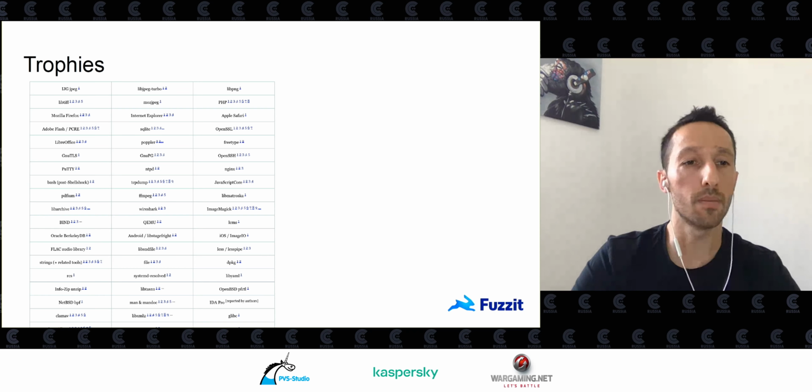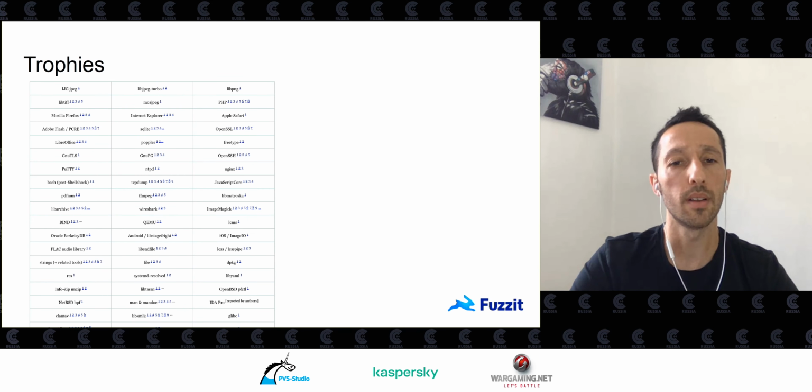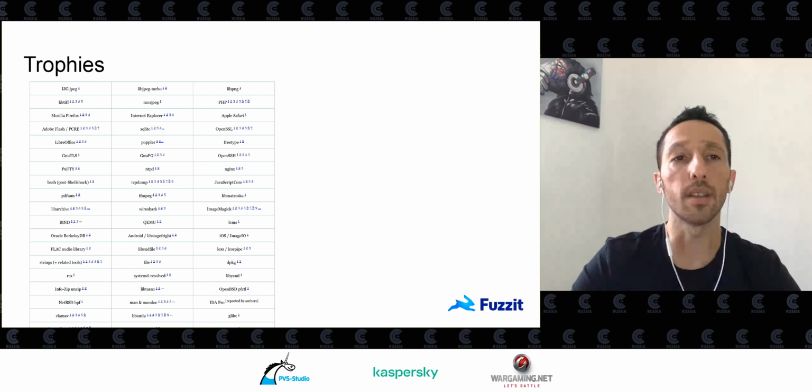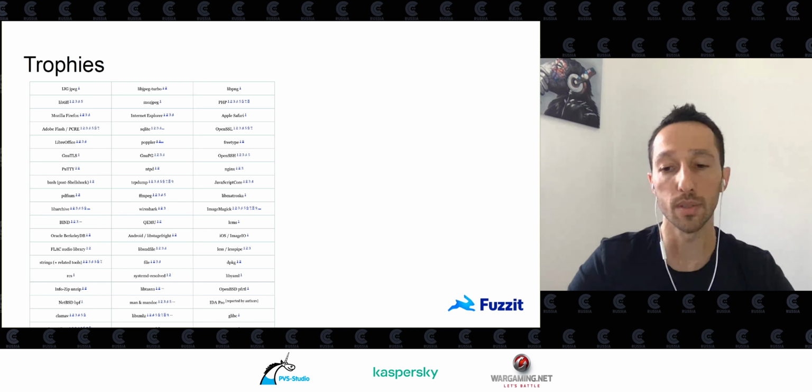Okay, so this is the trophies page of AFL. I believe some of you saw this page. There are really thousands of security issues that were found by AFL and libfuzzer, and there are other fuzzers as well, other fuzzing engines, and I believe there are even more which I'm not aware of, some more like homemade fuzzers.